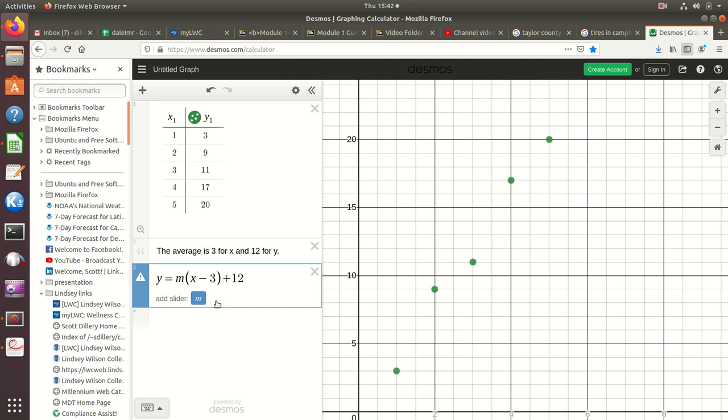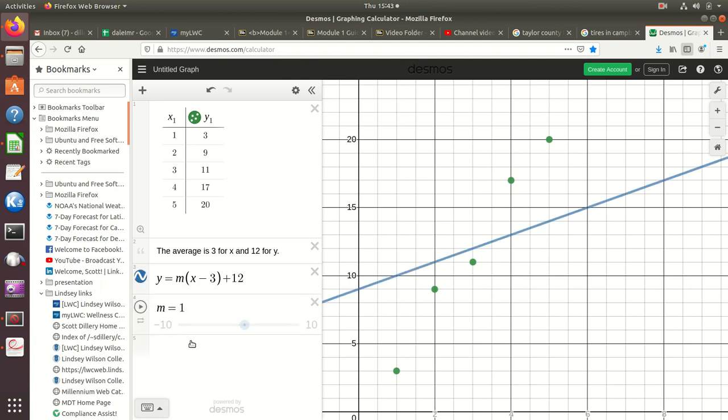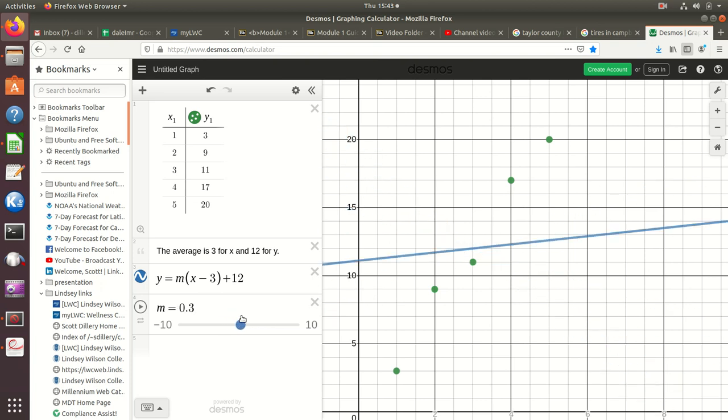So this is the point slope form. There's my point, there's my slope m, but I don't know what it is, so I'll add a slider. I just click on m, and now there's a line. And notice when I do that, the line is pivoting right there. It's kind of hard to see down here, but that's x equals 3 and y equals 12. So that's the point (3, 12), and no matter what I do with this, the line always contains that point.